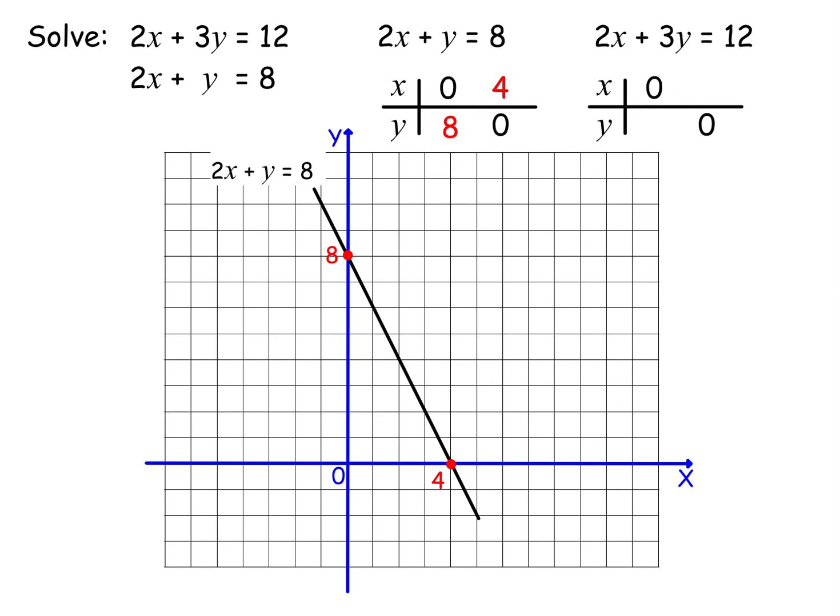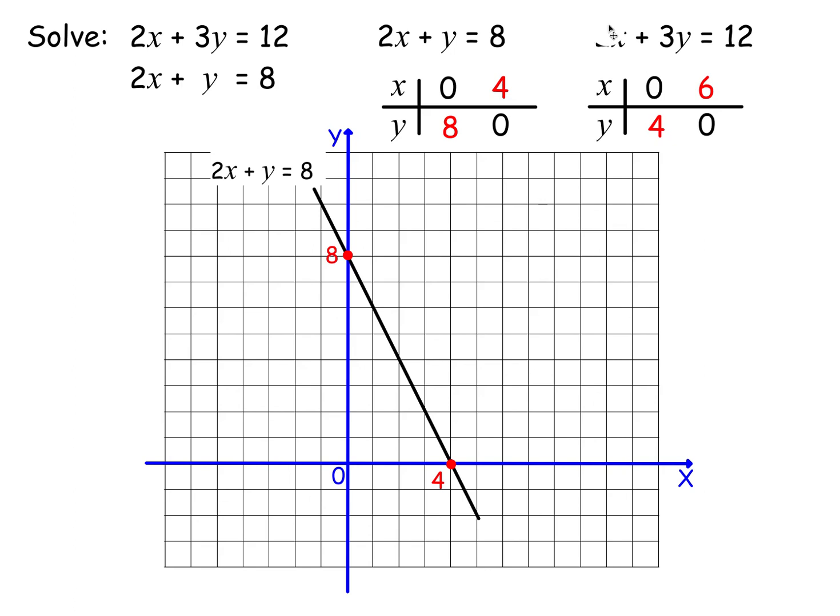If we do this for the next one, so it says 2x plus 3y equals 12. What about when x is 0? Well, cover up the x. That's gone to 0. So now 3y is 12. Well, that means y is 4. So x 0, y 4. What about when y is 0? Make y 0, so that disappears. 2x is 12, so x is 6.